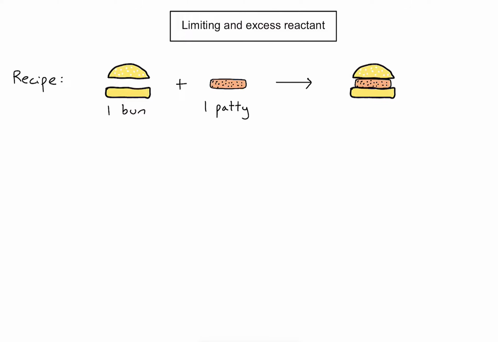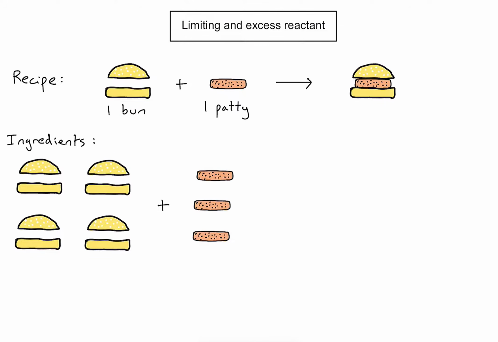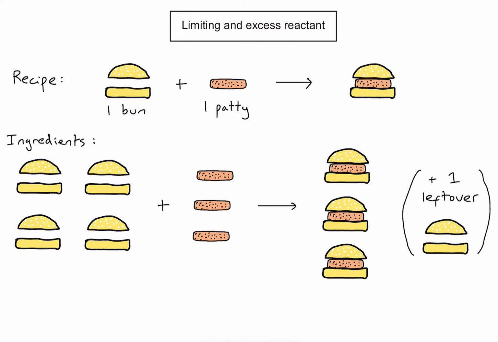So now let's imagine we are given a specific amount of ingredients in order to carry out this recipe. You can see I've got 4 buns and I've got 3 burgers. And what we're trying to work out is how many burgers we can make and what's going to be left over. Now you can probably just do this in your own head. You can see that each of those 3 burgers is going to need a bun, which means I'm going to be able to produce 3 burgers and have 1 leftover bun.